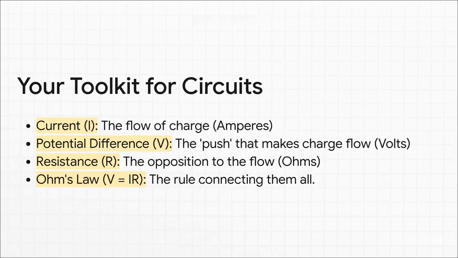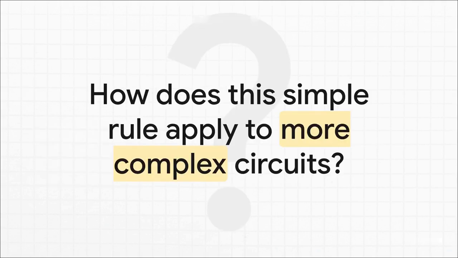So, to wrap it all up, here's your new toolkit for understanding circuits. You've got electric current, which is the flow. You've got potential difference, or voltage, which is the push. You've got resistance, which is the opposition to that flow. And then you have Ohm's law, the master rule that ties them all together. It's pretty amazing when you stop and think that this one simple relationship, V equals I times R, is the absolute bedrock of all modern electronics. It governs everything from a tiny light bulb to a massive supercomputer.